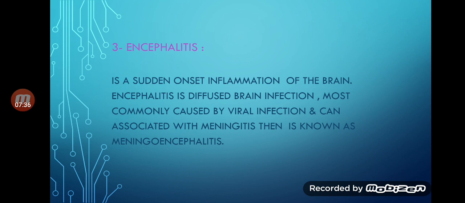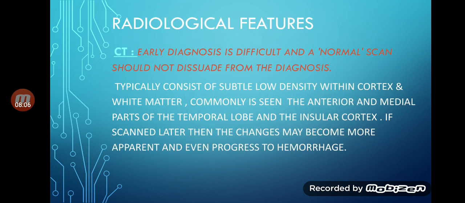Mostly it is viral and it's a self-limited condition. But if it is not treated well, it may develop complications, such as meningoencephalitis, as a complication of meningitis, or it may be complicated to brain abscess. But encephalitis itself is a viral brain infection involving the whole brain, and it is a self-limited condition.